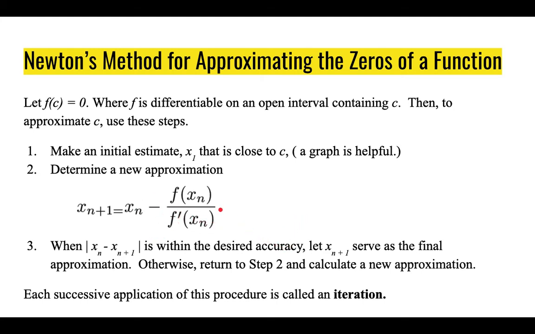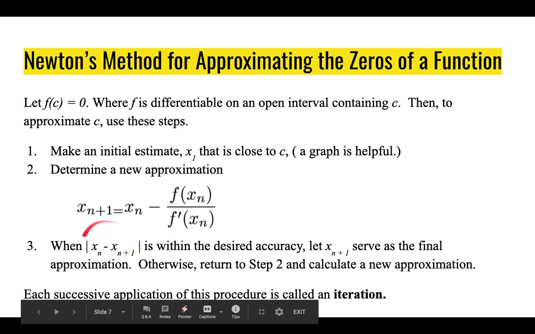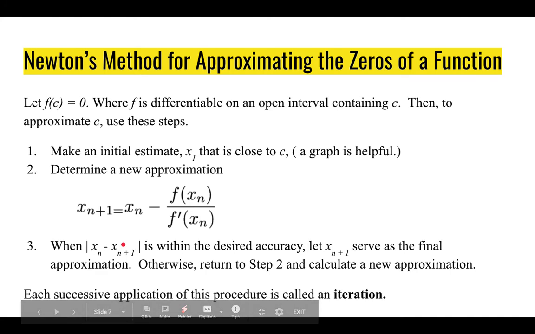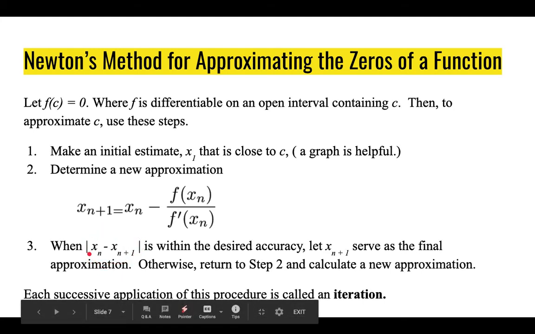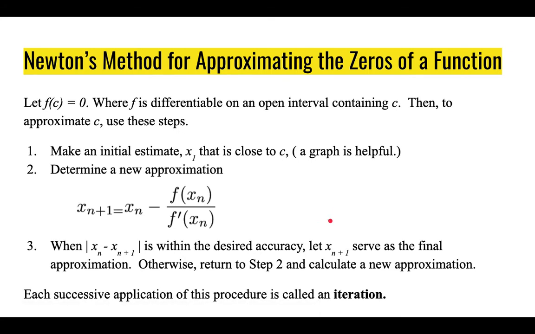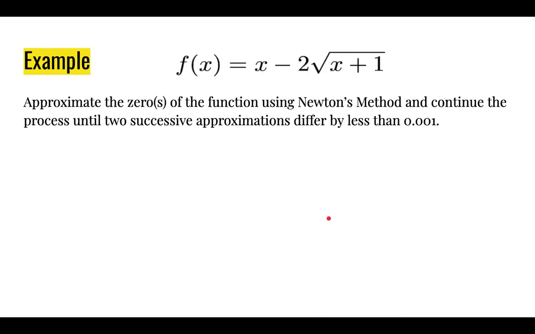And how do I know I'm close enough? I look at the difference between two answers. And when that difference gets close enough, I'm going to say I'm close enough. This is my acceptable error right here. One process like this is called an iteration. So let's look at an example of how this works.